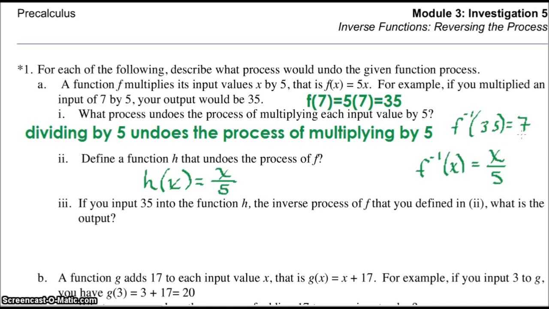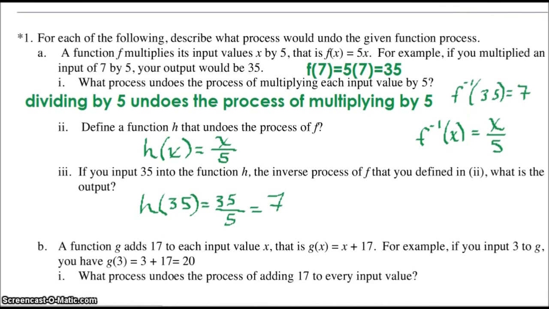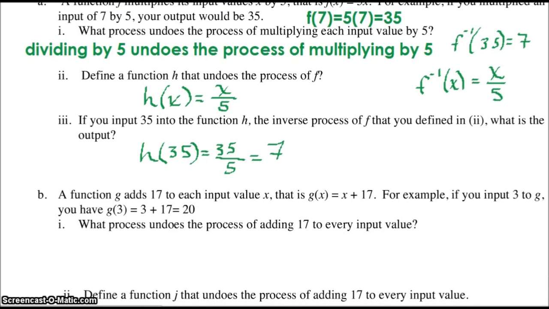If you input 35 into the function h, the inverse process of f that you defined in 2, what is the output? Oh, this is what I just mentioned. h of 35 is 35 over 5, which is 7. So the output of h is what we got when we input into f. So since h undoes f, h is the inverse of f.